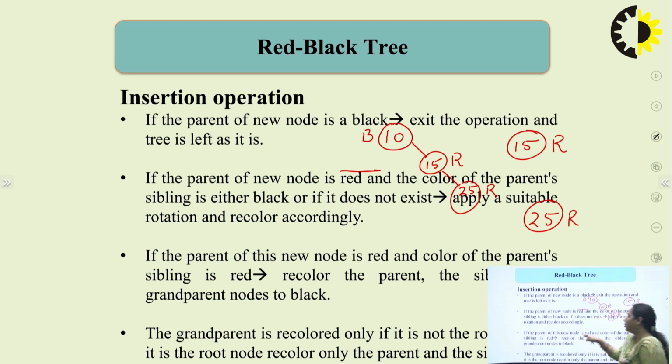But if the parent of the new node is red and the color of the parent's sibling is also red, meaning whatever node is present here is also red in color, in that particular case, recolor the parent, the sibling and the grandparent nodes to black. We only have to recolor the parent node, sibling node and grandparent node. But if the grandparent is the root node, in that particular case, the grandparent is not recolored. We will only recolor the grandparent node if it is not the root node.